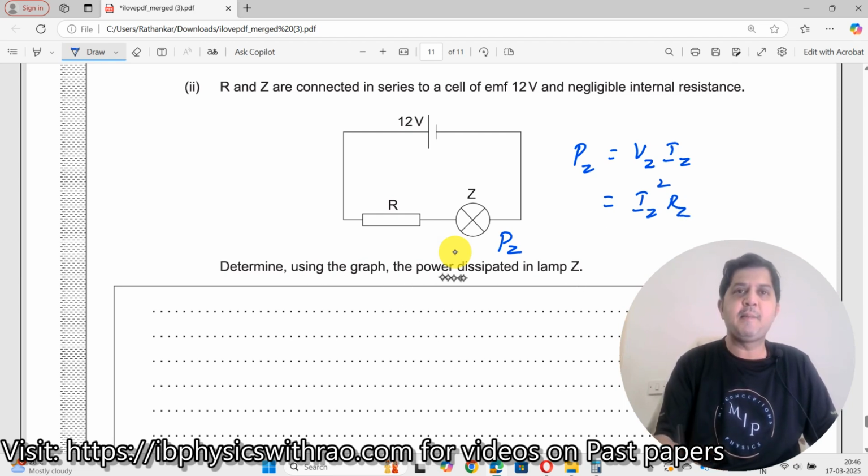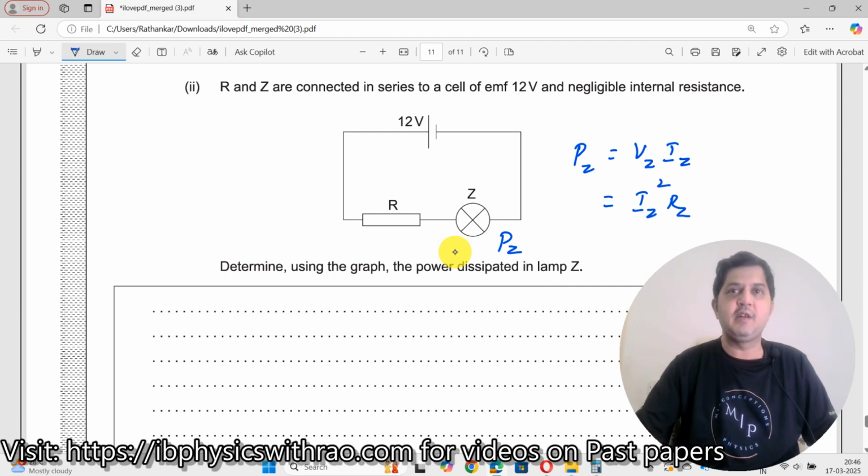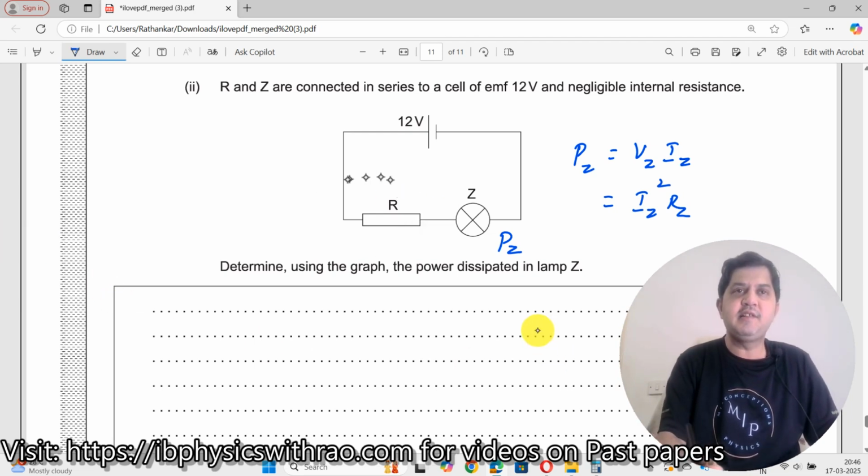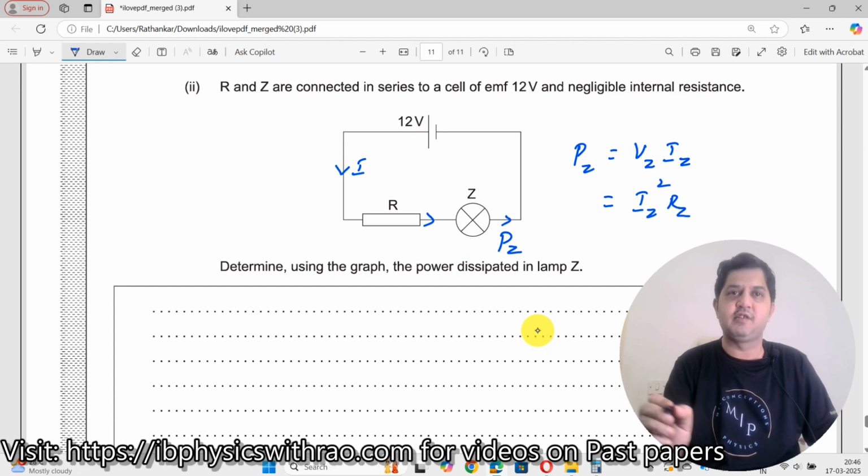Determine using the graph the power dissipated in lamp Z. Now we need to determine either IZ and then get the value of RZ, or we need to get the value of VZ and IZ. Whichever is convenient for you, you can do. Now let us go back to this. What is the clue given here? There is a current which comes like this, the same current passes through R, and the same current passes through Z also.